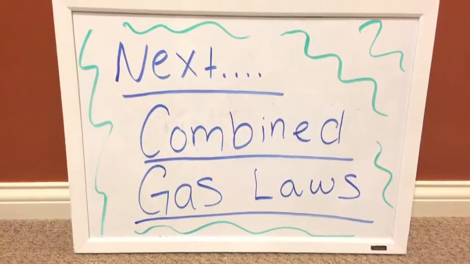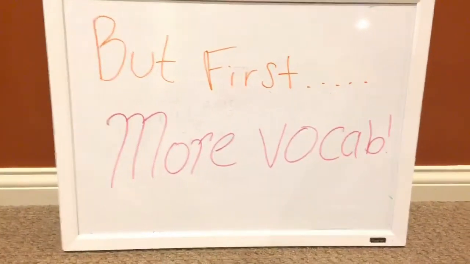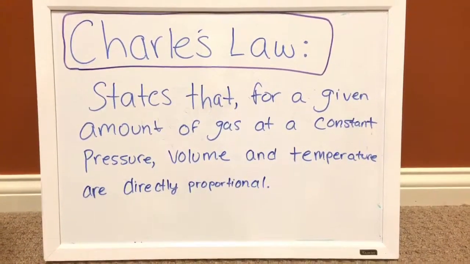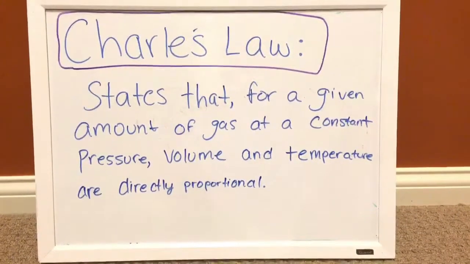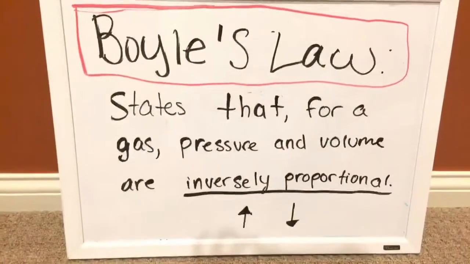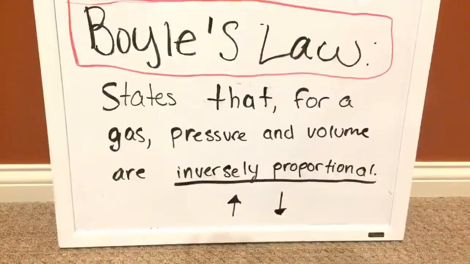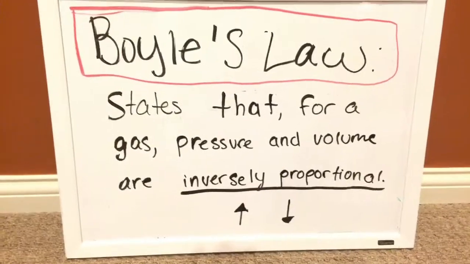Next, combined gas laws. But first, more vocab you should know. Charles' law states that for a given amount of gas at a constant pressure, volume and temperature are directly proportional. Boyle's law states that for a gas, pressure and volume are inversely proportional, meaning that when one goes up, the other goes down.